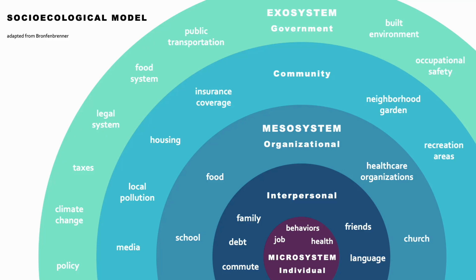At the center of the socioecological model is the individual, their genetics and behaviors. Surrounding them are family members, friends, schools, and workplaces. Beyond that are neighborhoods, communities, transportation systems, housing, local policies, and then larger societal factors like government, economic systems, and culture. Factors external to an individual at all these levels interact to influence health outcomes.